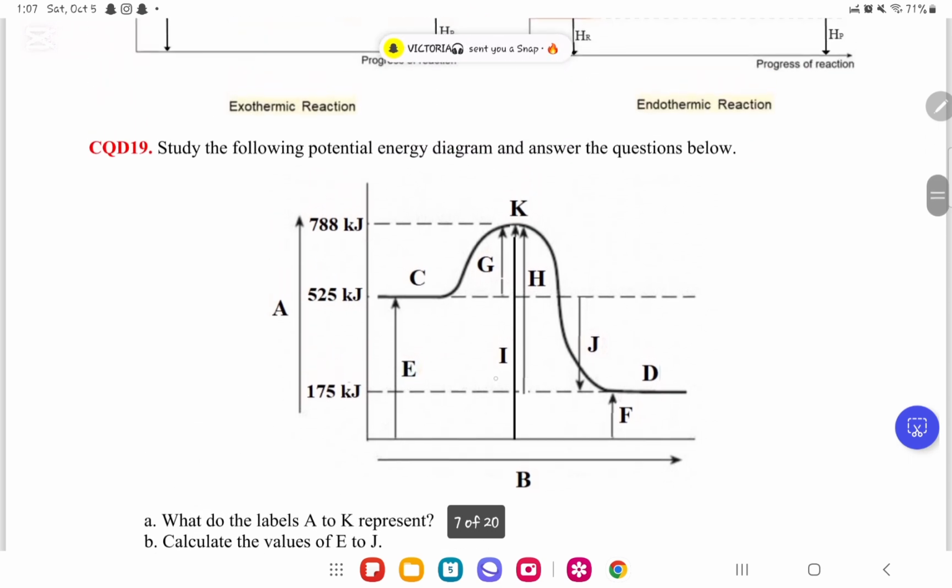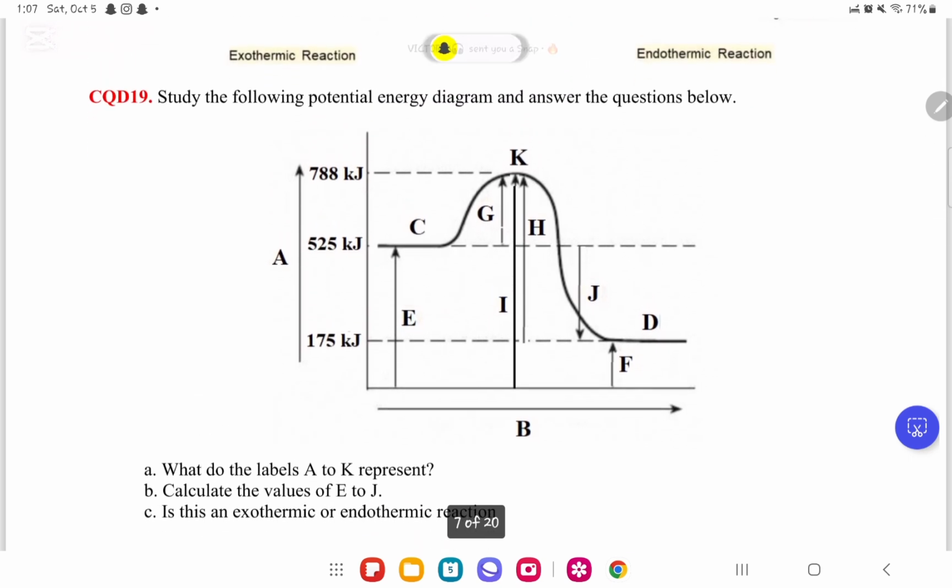Now we have CQD number 19. Study the following potential energy diagram and answer the questions below. So we have to label A to K. First of all, it said it's a potential energy diagram. In the potential energy diagram, on the y-axis, it is the potential energy.